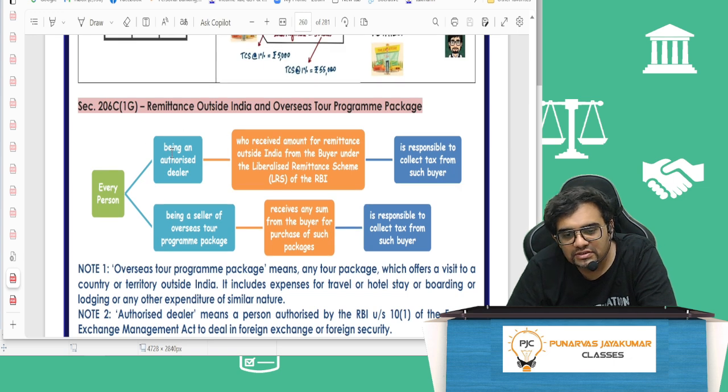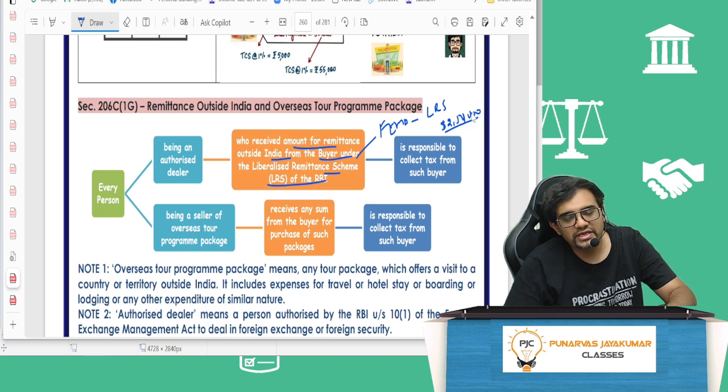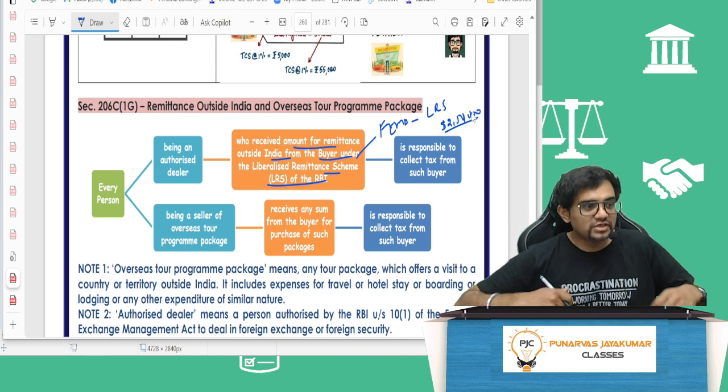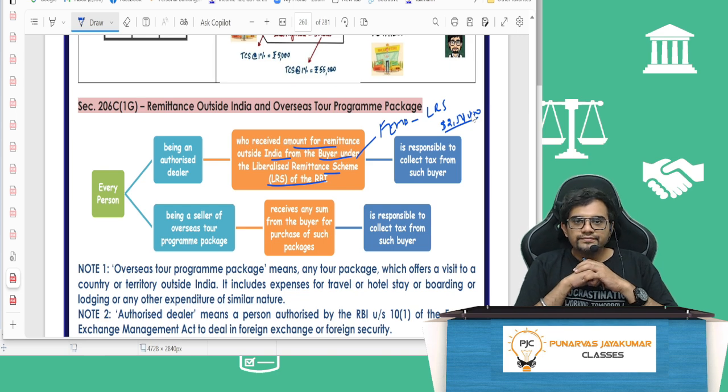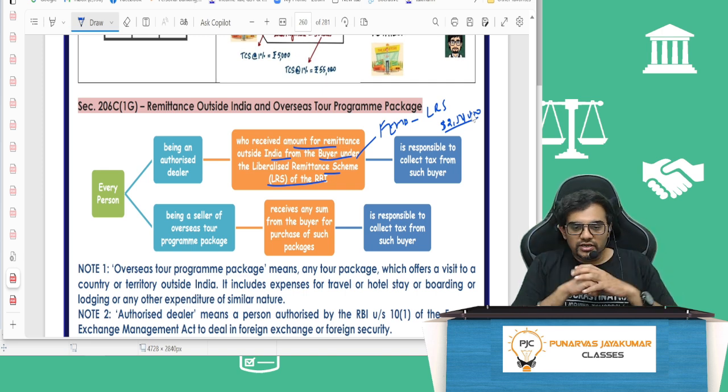So any person being an authorized dealer who receives an amount for remittance outside India under the liberalized remittance scheme. As we have discussed in FEMA, there is something called the liberalized remittance scheme to the tune of 2,50,000 US dollars per annum. Every person can spend this without any RBI approval. But beyond that, you would require RBI approval. So up to that amount, no problem. LRS can be used for any capital account and current account transaction.